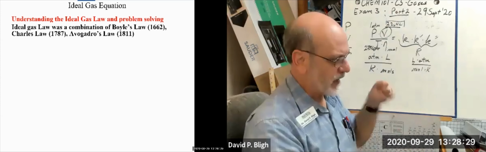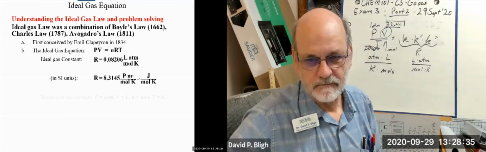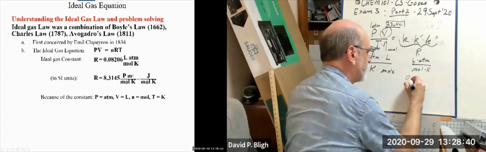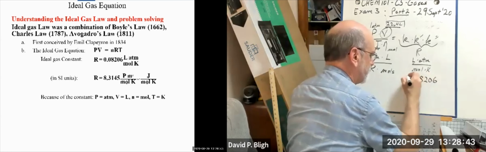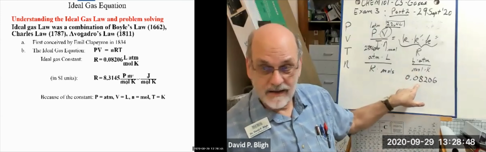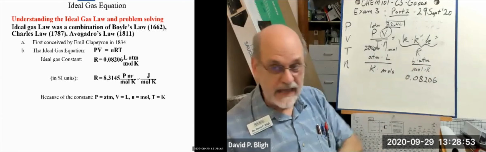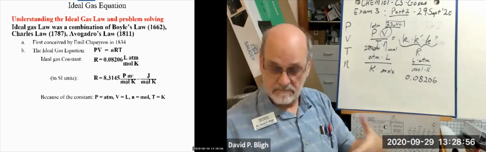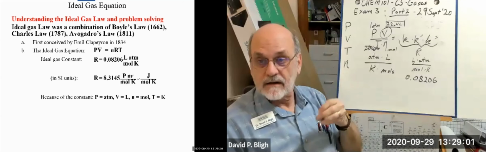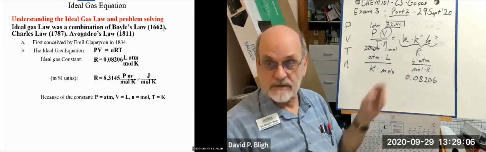And now my mind's going to go blank, so let me go back to my slides because it'll give it to us. There it is, 0.08206. Now, that number is only valid for liter atmospheres per mole K. If you have any other units in there, and many problem solutions require different units, then the magnitude of this number is different.